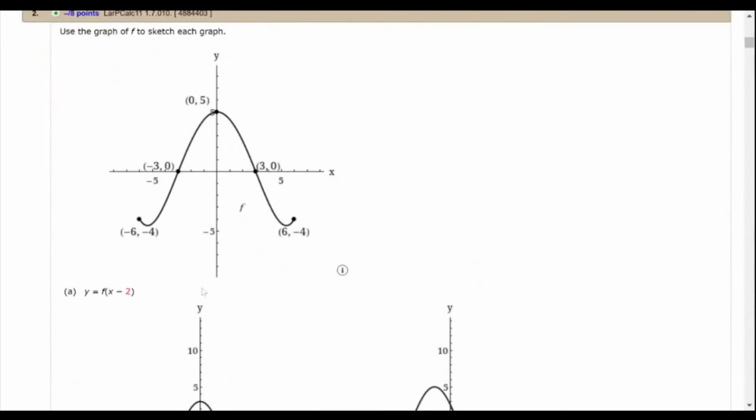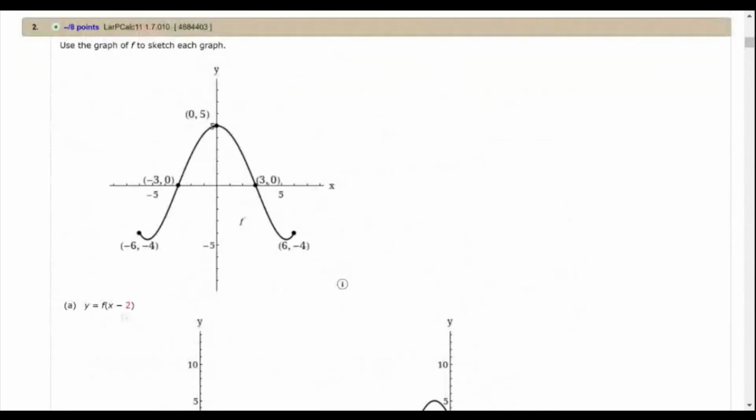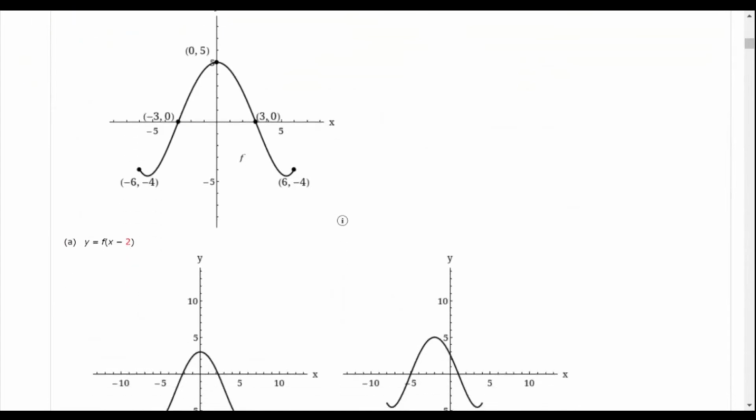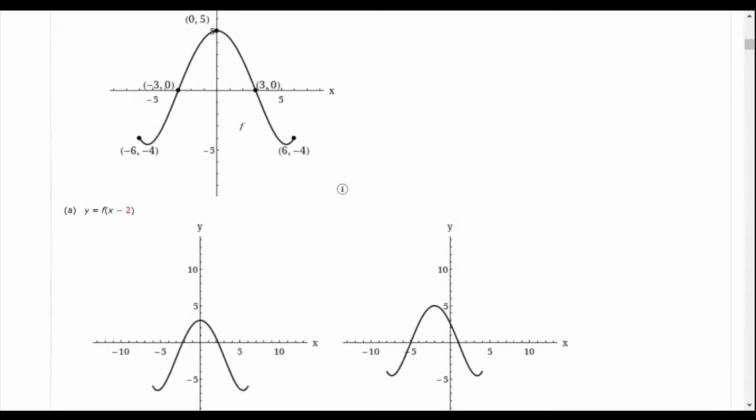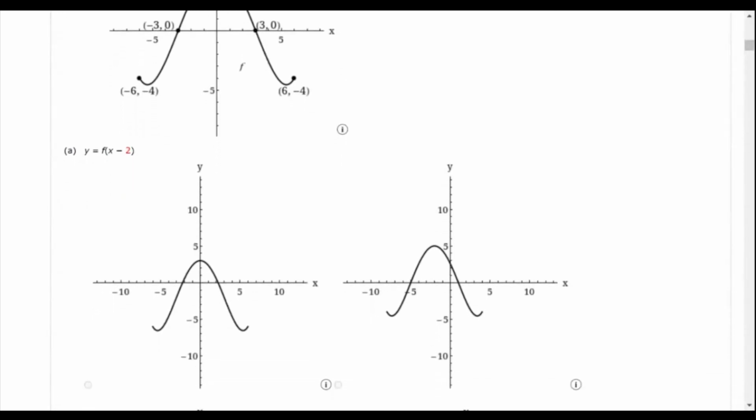All right, number 2. Use a graph of f to sketch each graph. For this one, A, he has something enclosed. Which shift is that? Horizontal. And horizontal, it's opposite of where you think it should go. So horizontal shift to the right. How many units? 2. All right, good.